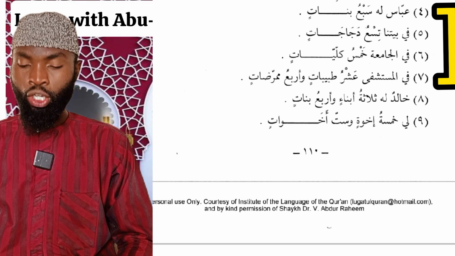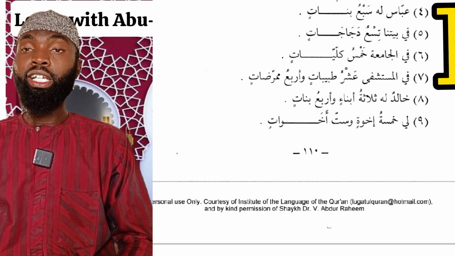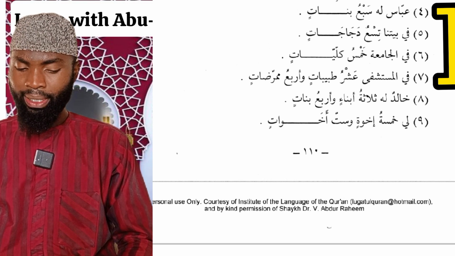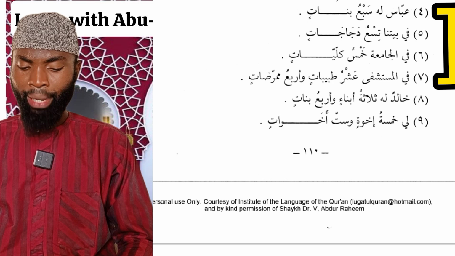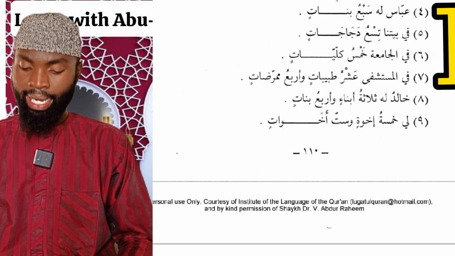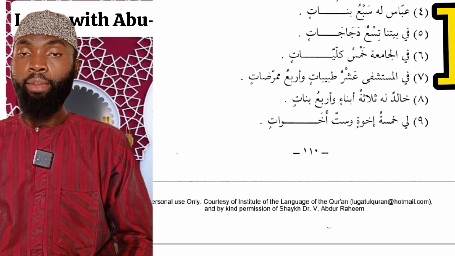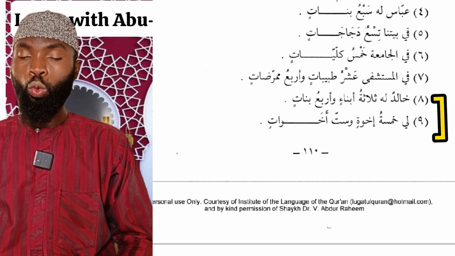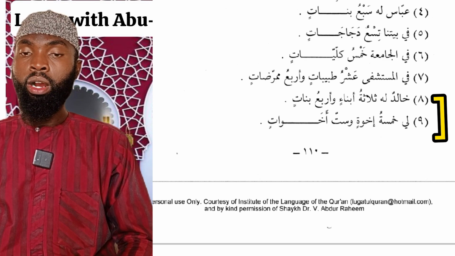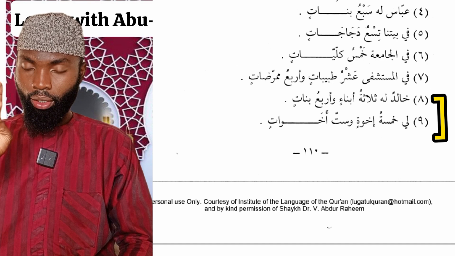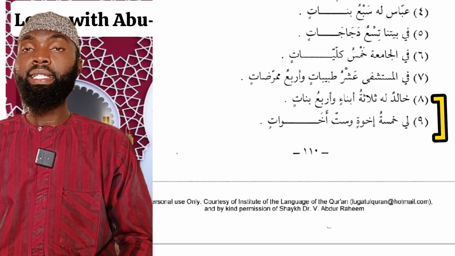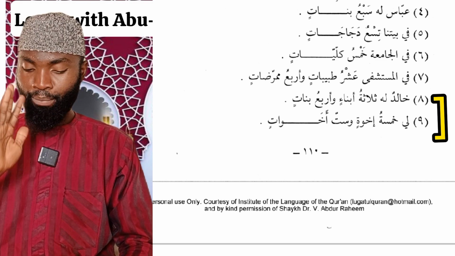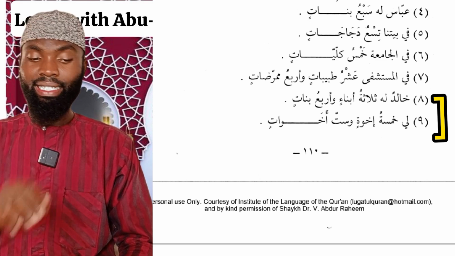Number 6, fil jami'ati khamsu kulliyatin. In the university, there are 5 colleges. Number 7, fil mustashfa ashru tabibatin wa arba'u mumarridatin. In the hospital, there are 10 female doctors and 4 female nurses. Number 8, we have Khalidun lahu thalathatu abnain. Khalid has 3 sons wa arba'u banatin and 4 daughters. Number 9, we have li khamsatu ikhwatin. I have 5 brothers. Wasittu akhawatin and 6 sisters.